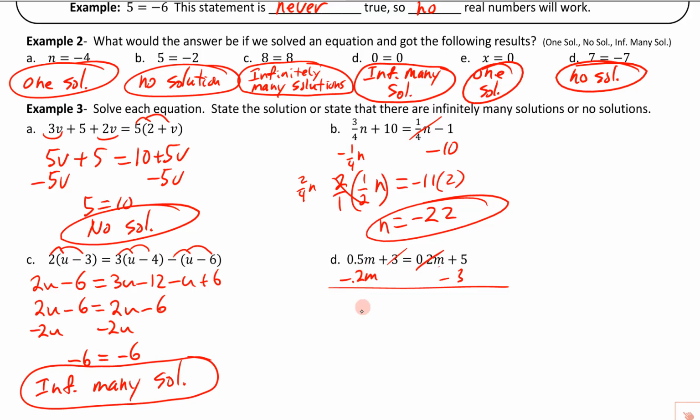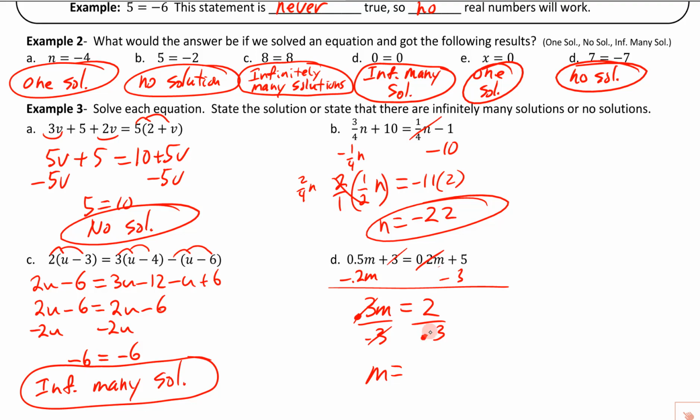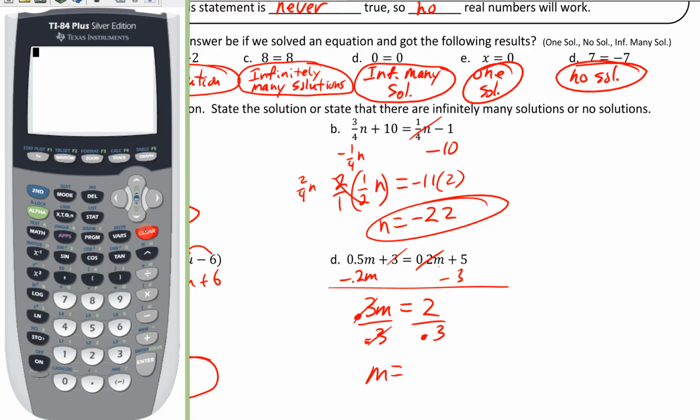So let's see, this is going to be 0.3m equals, and over here we end up with 5 minus 3, that's going to be a 2. So we're going to divide both sides by 0.3. Okay, so we get m equals, and let's pull up the calculator and see what we get here. It's got a decimal in it, so we're totally okay to do that. So let's see what we've got. We've got a 2 divided by 0.3, and we end up with 6.6 repeated. So that goes on forever.